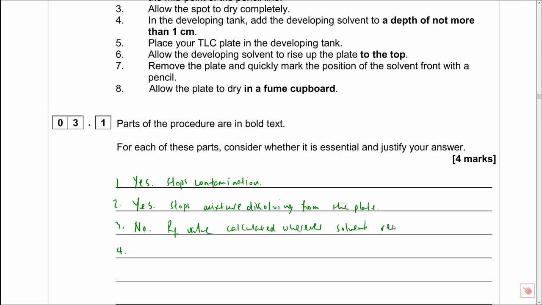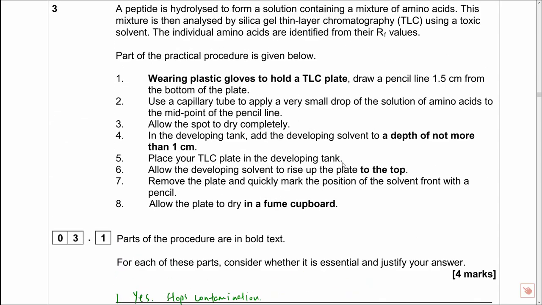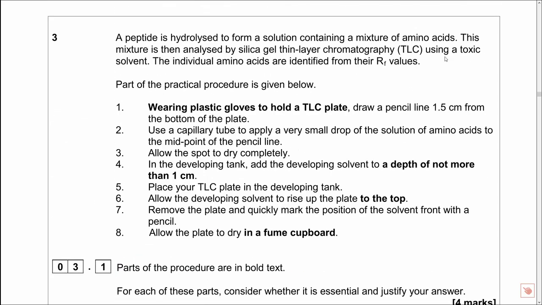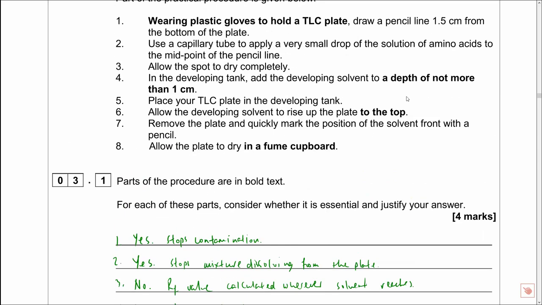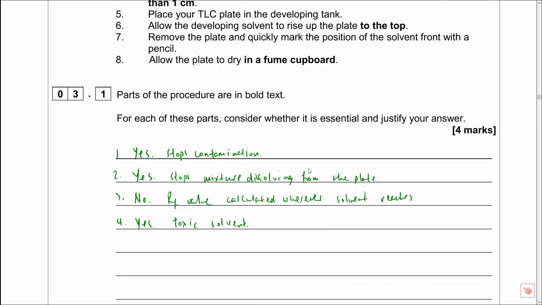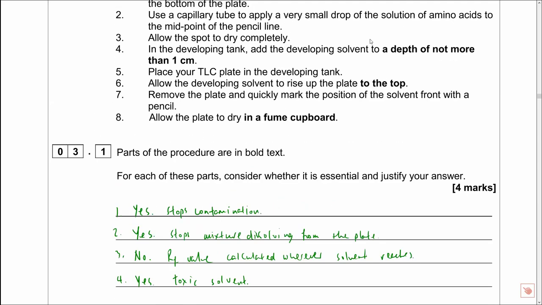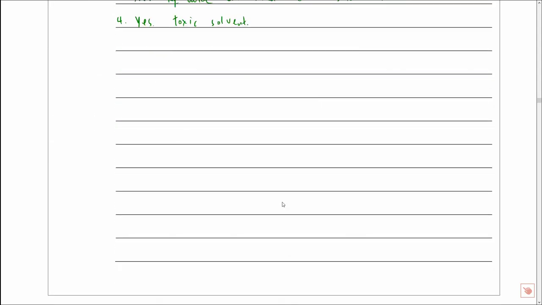Easy enough. And then, allow the plate to dry in a fume cupboard. Look back through this. The solvent is toxic. Now, a toxic solvent means you don't really want to be breathing it in. And obviously, as it dries, the solvent is going to evaporate. You don't want to be breathing that, so we're using a fume cupboard to stop people being harmed. 4 marks, 4 reasonably easy points there. Nice way of doing this. I think it was on paper too. They had these bold bits as well. Quite like that new way of doing bits. Anyway, reasonably straightforward. It's just about knowing the procedure, but also applying it to this particular situation.